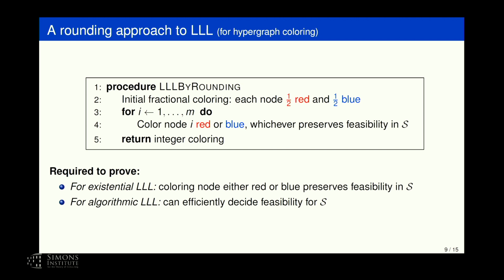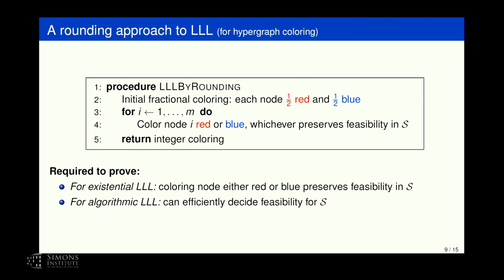Now that we know what this feasible region is, let's talk about our rounding approach to the local lemma, again just restricting to the example of hypergraph coloring. Here's our algorithm. It's essentially as simple as can be. We start with this initial random coloring, the uninformative coloring, where everything's half red and half blue. Then all we do is examine the nodes of the hypergraph one by one, and we color them either red or blue, whichever will preserve feasibility in this Shearer region. And then once that's done, you just return that coloring. That is our local lemma algorithm.